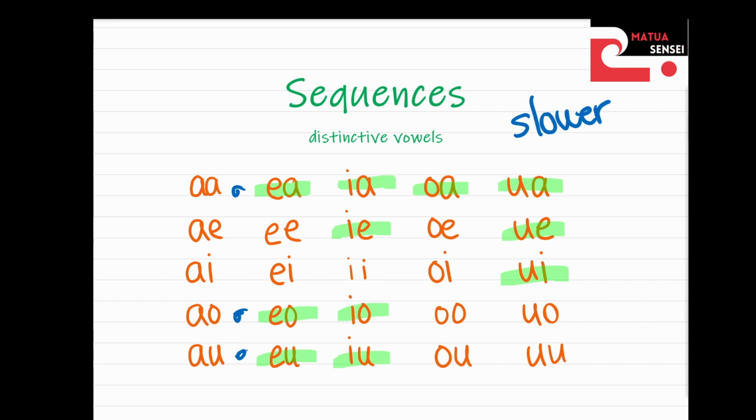Now, try not to have a glottal stop or breaks between these sequences. For example, do not say e-a. Say it together. Ea. So there's a subtle difference between diphthongs and sequences.